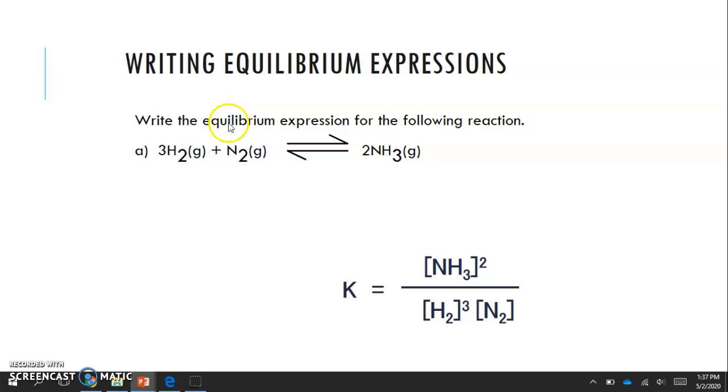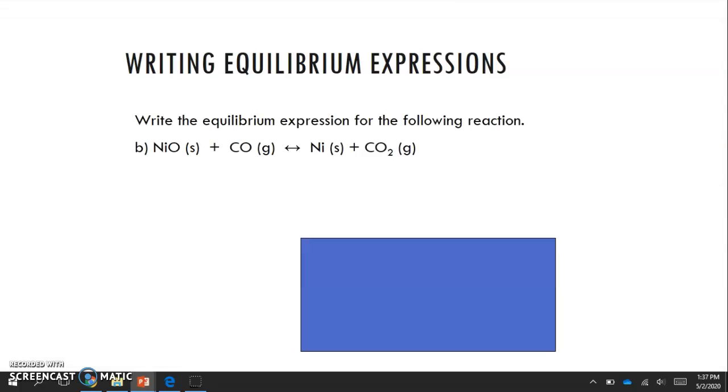Then we've got nitrogen gas, which we'll add in our brackets. And there is no coefficient, so you don't have an exponent down here. Okay? Again, it's just plug and chug, being able to recognize that the coefficients become the exponents, right? And you need to know that your products are on the top and our reactants are on the bottom. Let's take a look at another one.